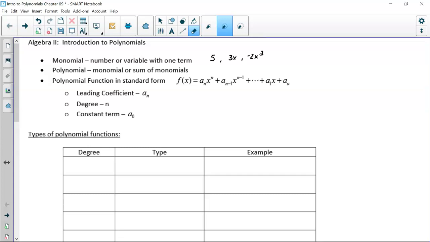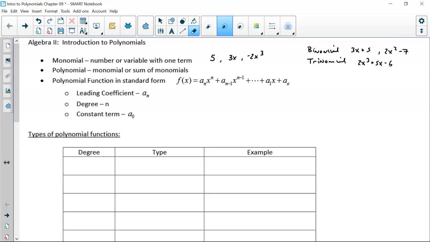Now, a polynomial has many terms. So we might see a binomial. And a binomial has two terms, like a 3x plus 5 or a 2x squared minus 7. Those are binomials. There's two terms. And a trinomial has three terms. So something like 2x cubed plus 5x minus 6. That's a trinomial. There's three terms. Anything above a trinomial, we just call it a polynomial generically.